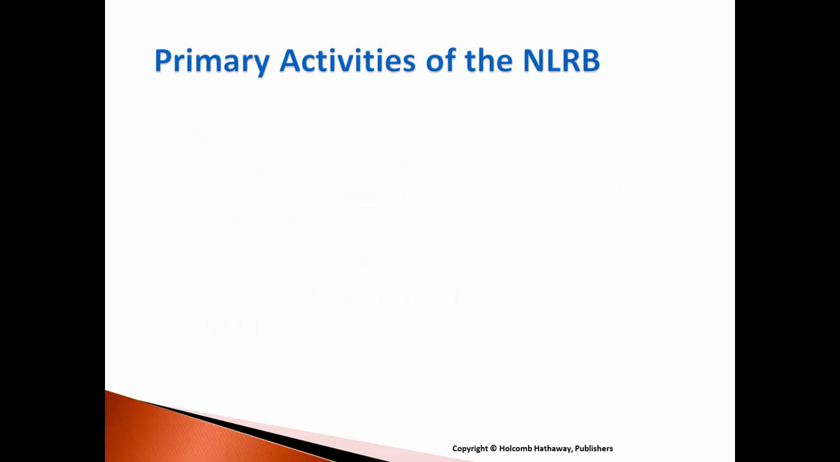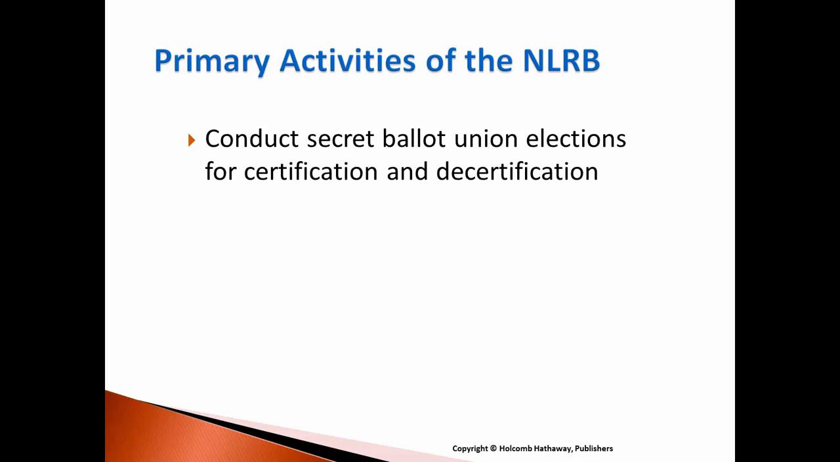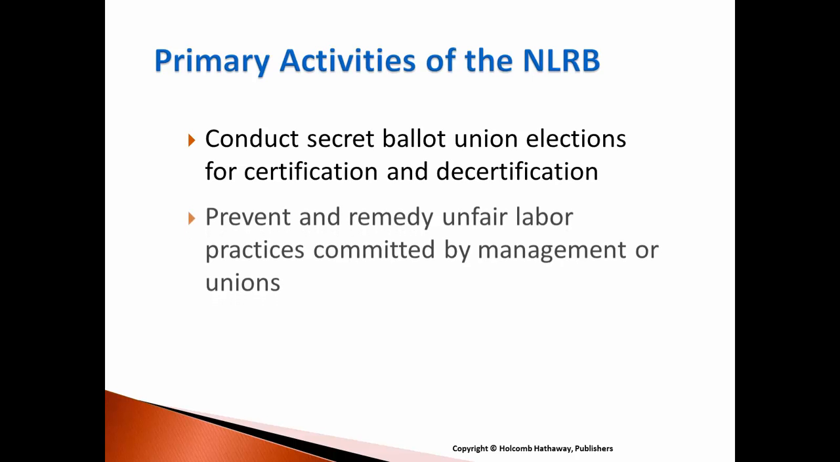Now, primary activities of the NLRB are to administer labor laws in the United States. They do this by conducting secret ballot union elections for certification and decertification. We'll talk more about that in just a little bit. And prevent and remedy unfair labor practices committed by management or unions.